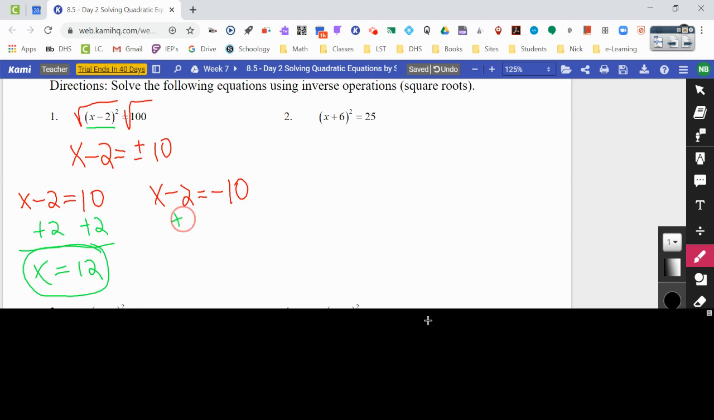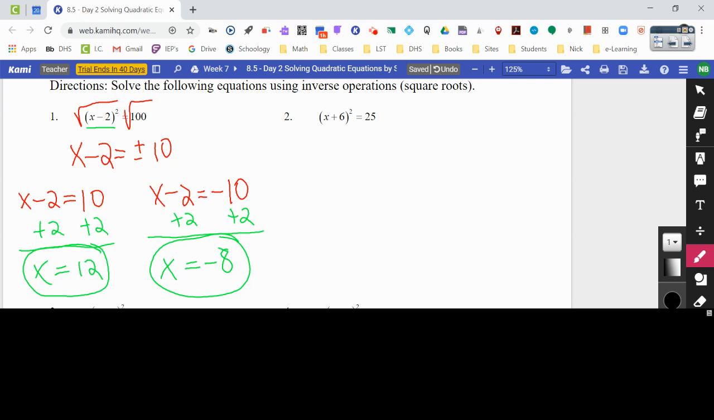And I'm going to solve this equation the same exact way by adding 2, except now I have a negative 10 plus 2, and that gives me a negative 8. All right, again, because we're dealing with negatives, you probably want to use a calculator just to be safe, right? So make sure you have those calculators out as well when you're doing these problems. All right, here we go.